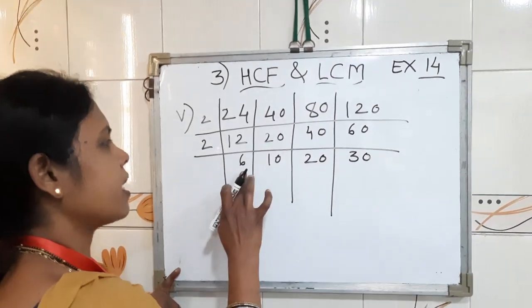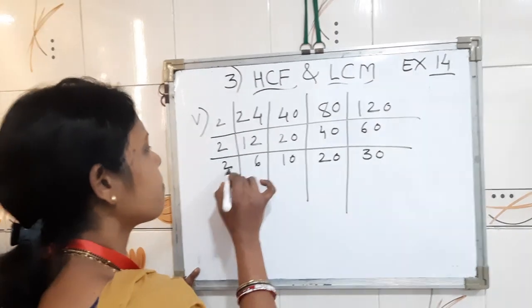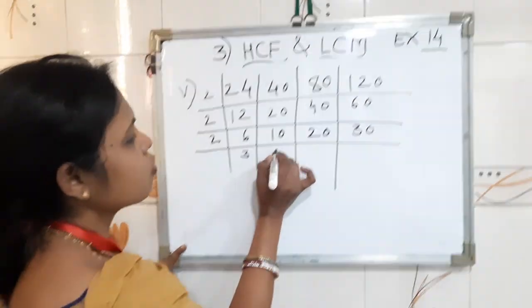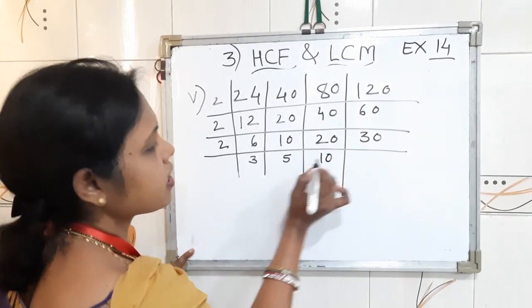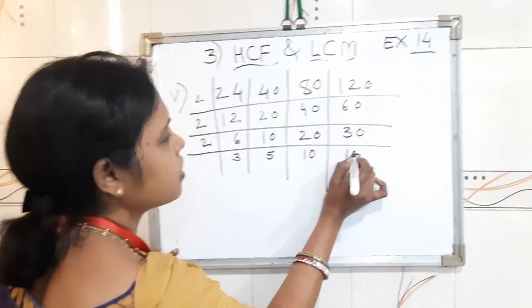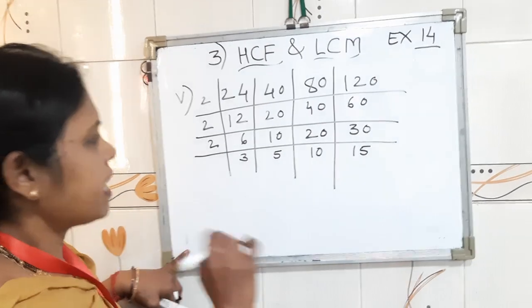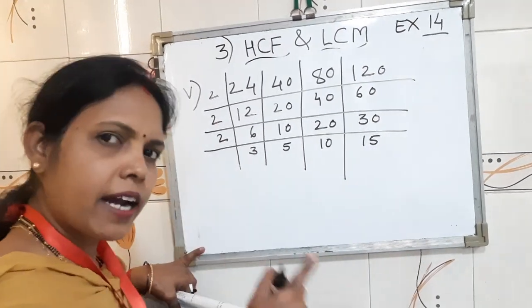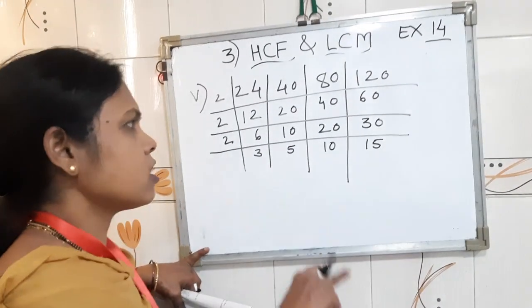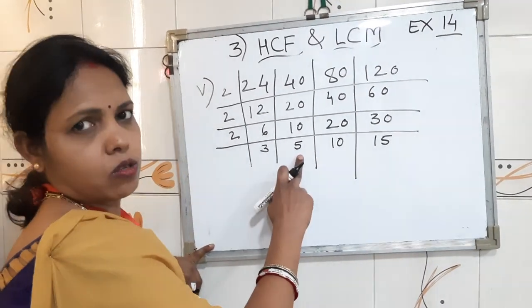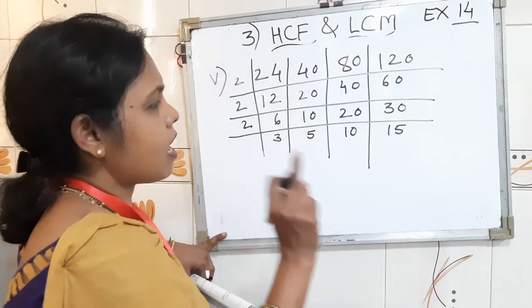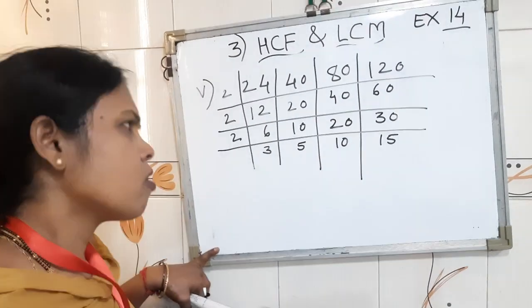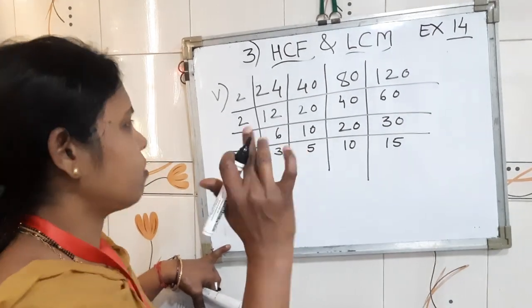So children, again we can divide these numbers by 2 only. 2 3s are 6, 2 5s are 10, 2 10s are 20 and 2 15s are 30. Next we will divide by 3. We can divide by 3 as well as by 5. With the help of 5 we can divide 5, 10, 15.